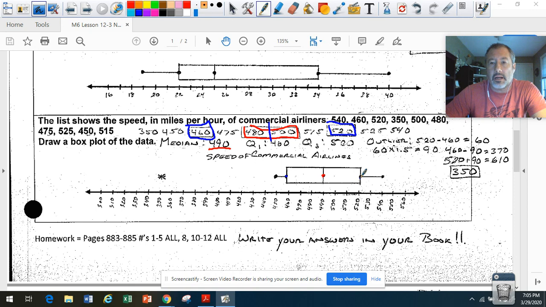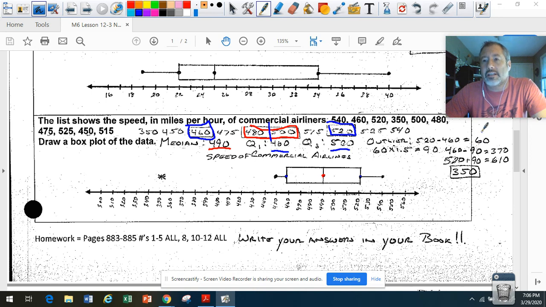520 is going to be my Q3. Plot that right here. The next thing I need to do now is figure out, okay, is there an outlier? So let's figure that out. I've got to figure out what the IQR is first. So I'll take my Q3, 520, and subtract that from 460. When I do that, I get 60.